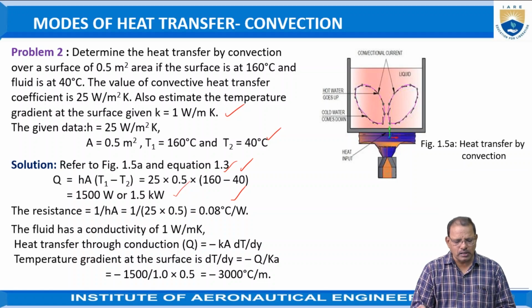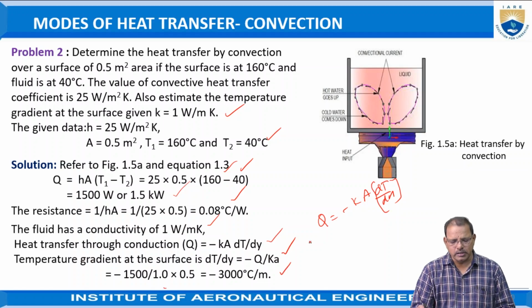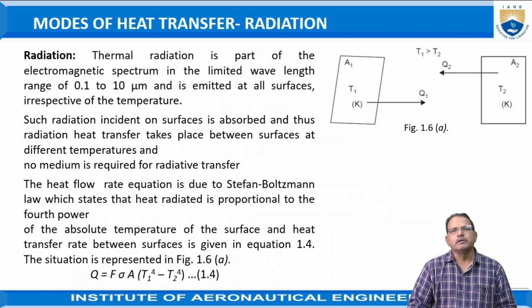The fluid has conductivity of 1 watt per meter per degree Kelvin. According to the equation, Q is equal to minus kA into dT by dx. The temperature gradient is given by dT by dx is equal to minus Q divided by kA. From this relationship, we got the temperature gradient equal to minus 3000 degrees centigrade per meter. The radiation process.